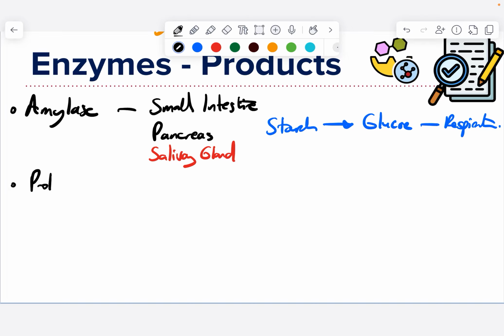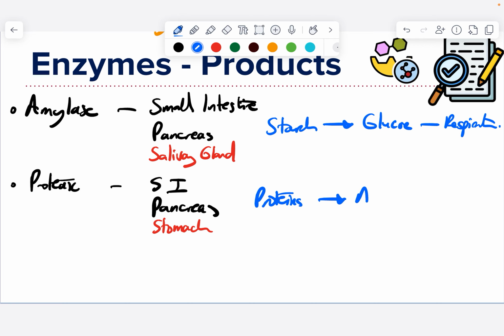The second digestive enzyme is protease, produced in the small intestine, produced in the pancreas, but also produced in the stomach. The function is to break down proteins, which are polymers, into amino acids, which are monomers. And that's so you can make any other proteins in your body, which are used for growth and repair. Here's where you could talk about particular proteins. So you need to eat proteins so you can make enzymes, antibodies and hormones.